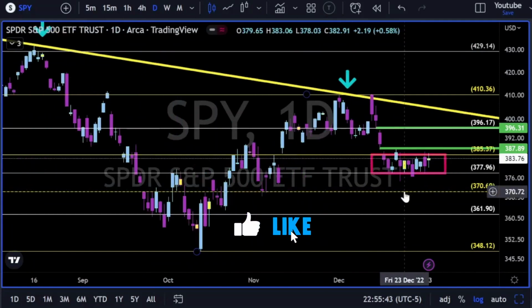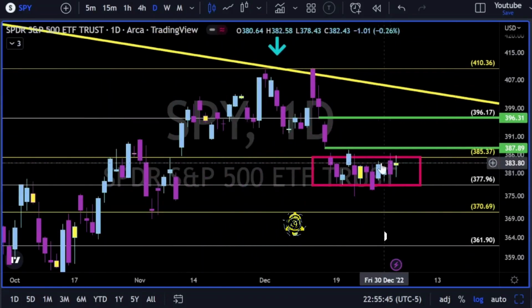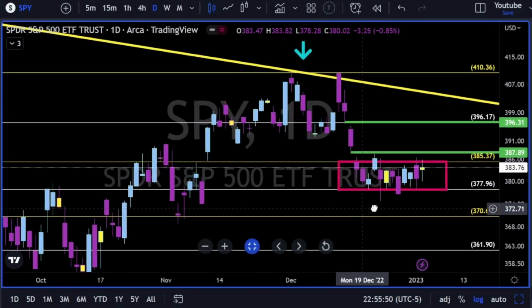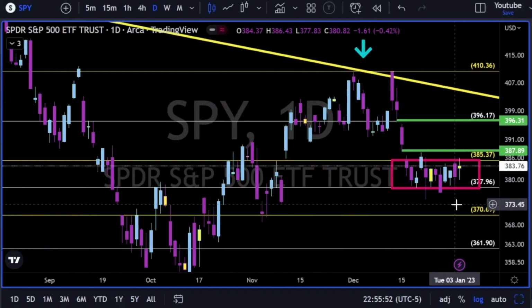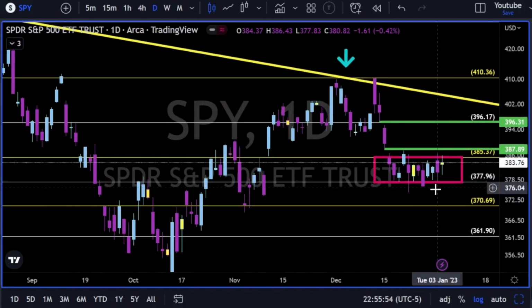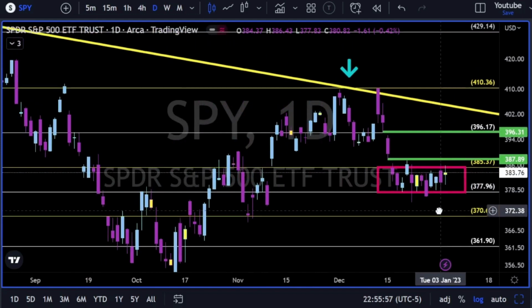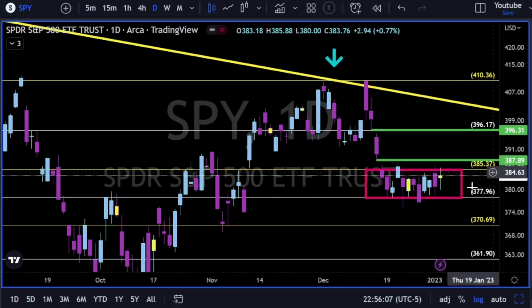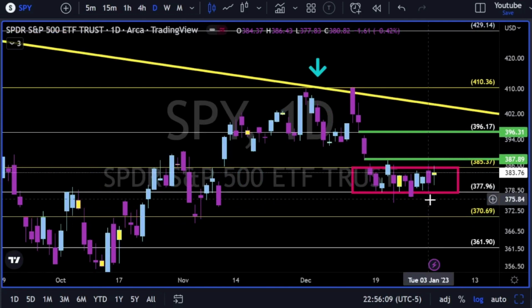We have the SPY here, as we can see, moving inside this red box. Price range is very tight, so sit on your hands, sit on the sidelines. It's okay. We don't have to trade every day. We have to wait for the right opportunity, and for now, there are not many opportunities, in my opinion, in this kind of market.